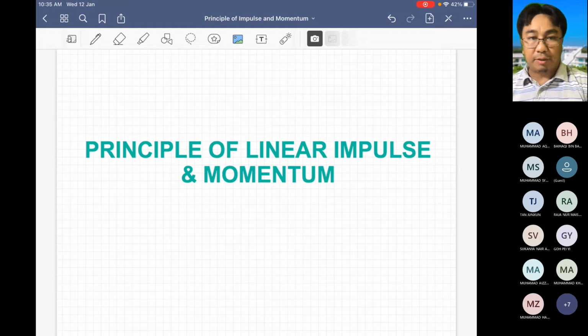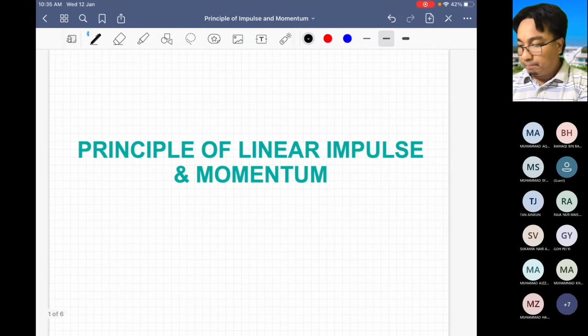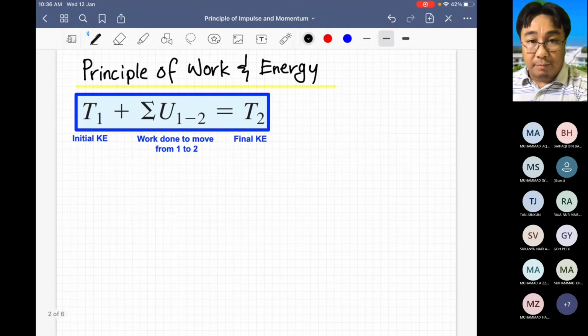This will be the last chapter, chapter number 4, in which we are now talking about the principle of linear impulse and momentum. In the previous chapter, we have learned about work and energy, and the equation that you see here is called the principle of work and energy. So I hope you still remember this. We have just covered this chapter.